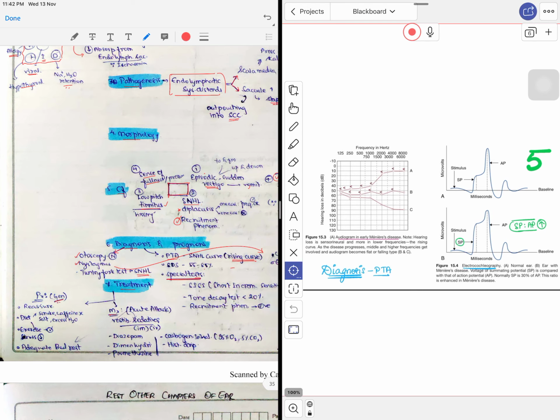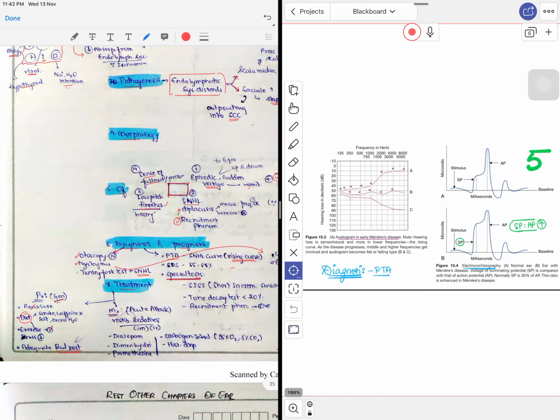In this, we are going to reassure the patient, and second, we have to make the person change his lifestyle. That is, first is diet. In diet, smoking and caffeine should be avoided, and salt and excess water should be decreased. Exercise should be increased, stress should be decreased, and adequate bed rest should be taken by the person.